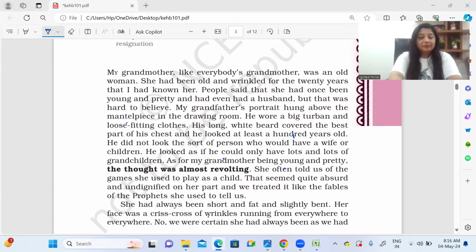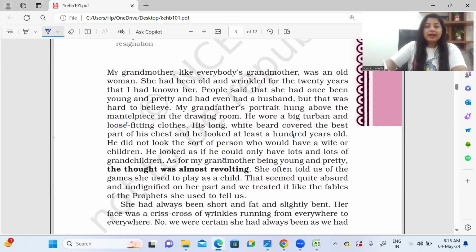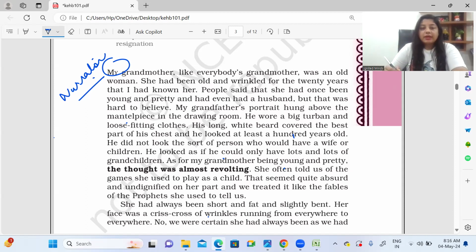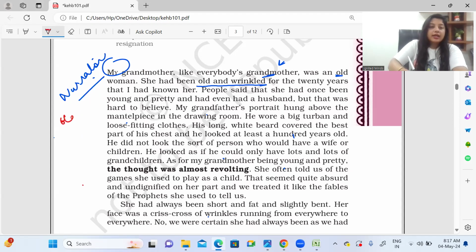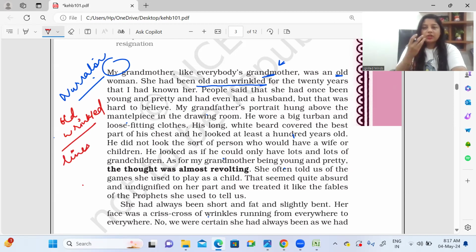Okay. "My grandmother, like everybody's grandmother, was an old woman." Here the narrator is a small boy right now. We will start with him being a small boy, then gradually his age will increase. So now he's saying that my grandmother, like everybody's grandmother, it is not possible to say that the grandmother was young, because by the age she is supposed to be called a grandmother, she will be old. "She had been old and wrinkled." You can say this is one physical characteristic that you should always remember if a question comes. She was old and wrinkled. Wrinkled means there are lines on the face which depict loose skin.